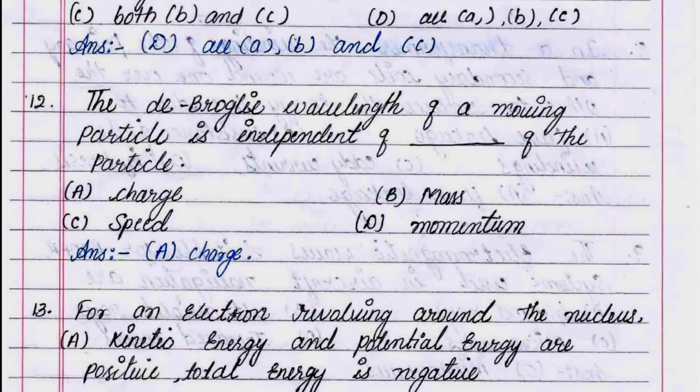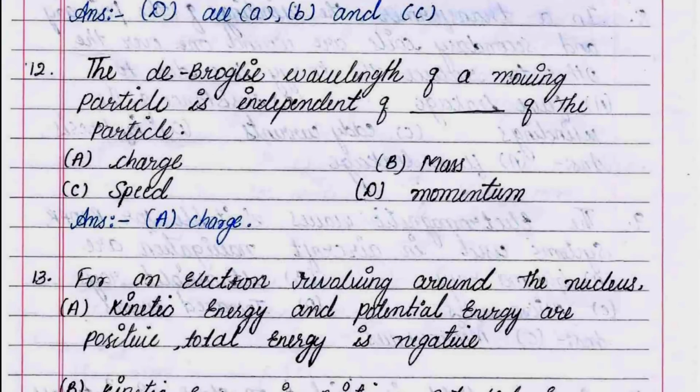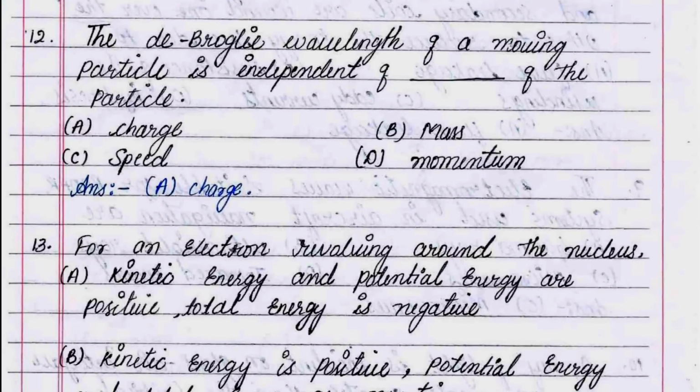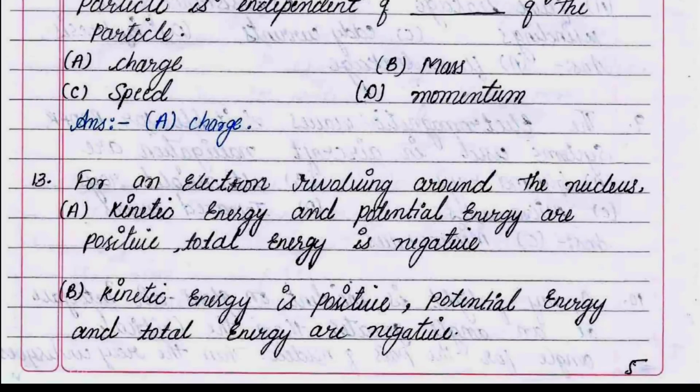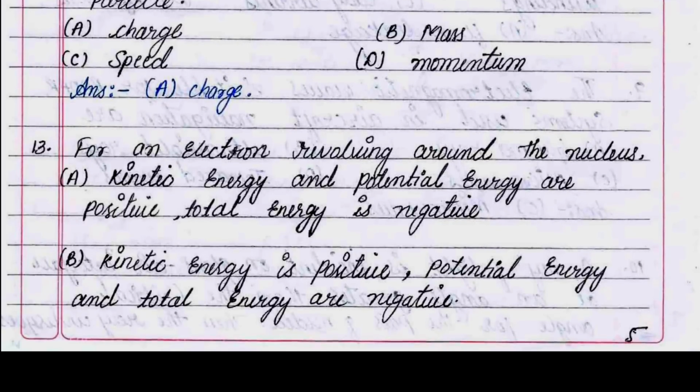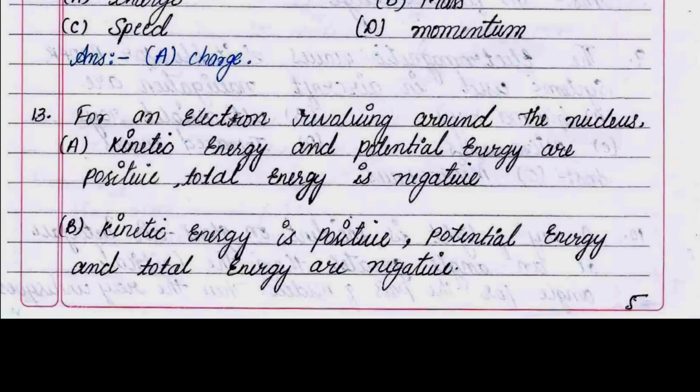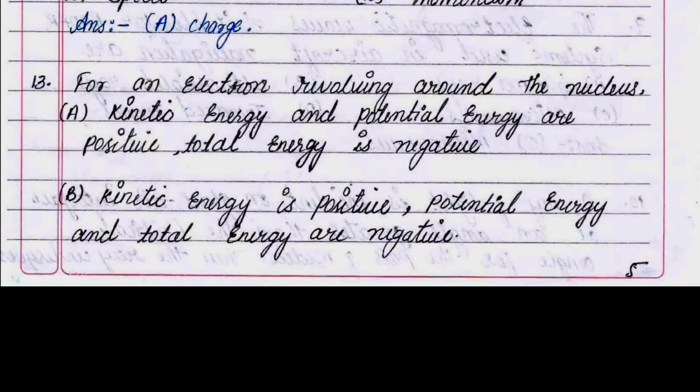12th, the de Broglie wavelength of a moving particle is independent of dash of the particle. A. Charge, B. Mass, C. Speed, D. Momentum, and the answer is A. Charge.